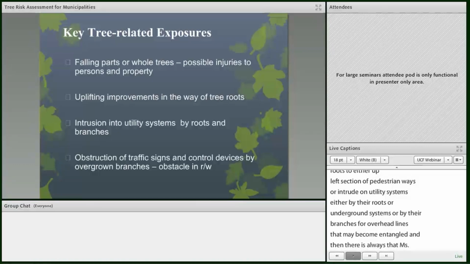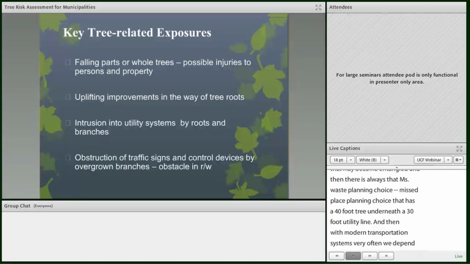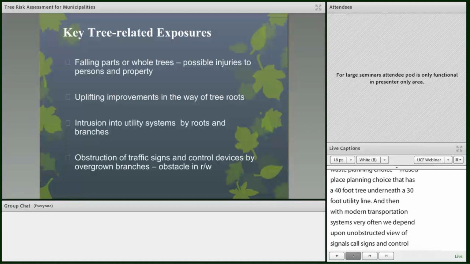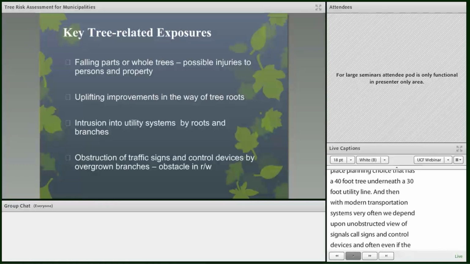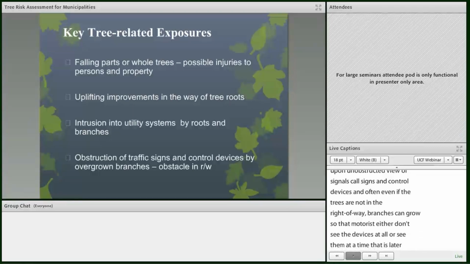And then with modern transportation systems, very often we depend upon an unobstructed view of signals, signs, and control devices. Often, even if the trees are not in the right-of-way, branches can grow so that motorists either don't see the devices at all or see them later than they would prefer in order to obey the sign, signal, or device.